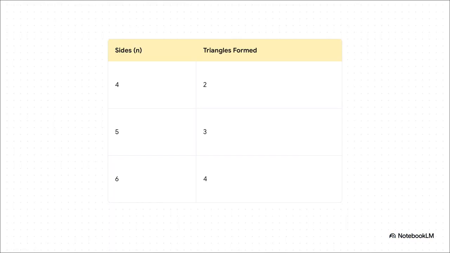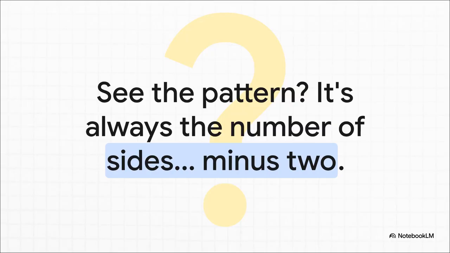Okay, let's just lay out the data. A shape with 4 sides gives us 2 triangles. A shape with 5 sides gives us 3 triangles. And a shape with 6 sides, yep, 4 triangles. Are you starting to see the pattern emerge? And there it is. The number of triangles you can make is always the number of sides, we'll call that n, minus 2. It's that simple. This little relationship is the core of this whole idea.